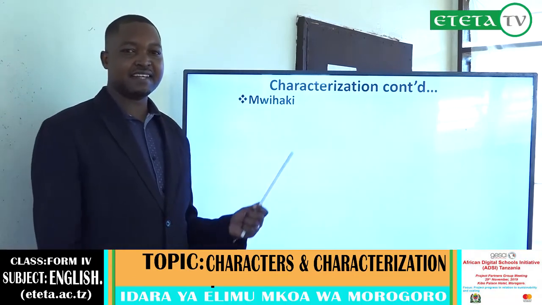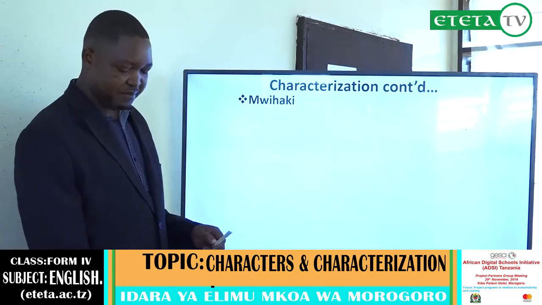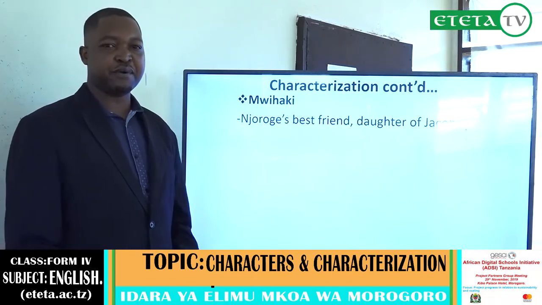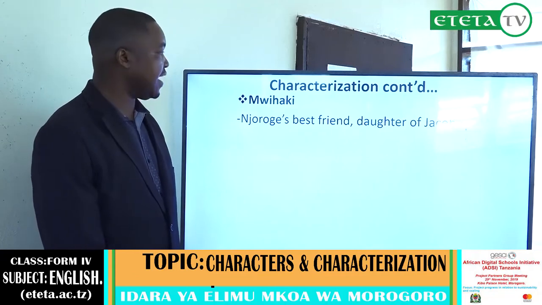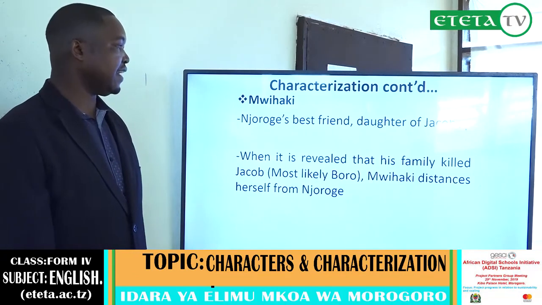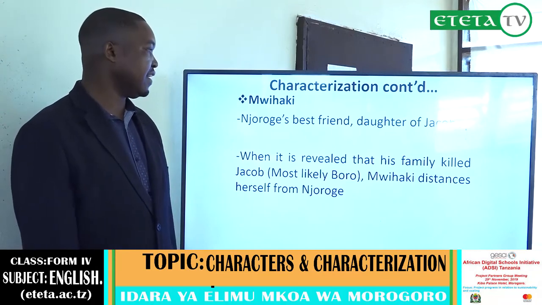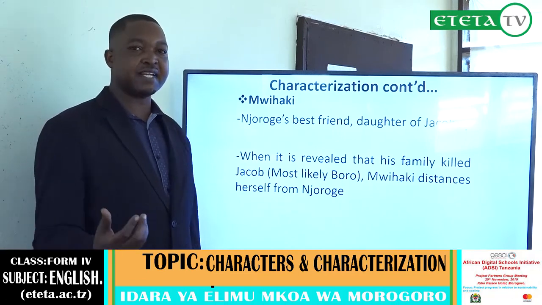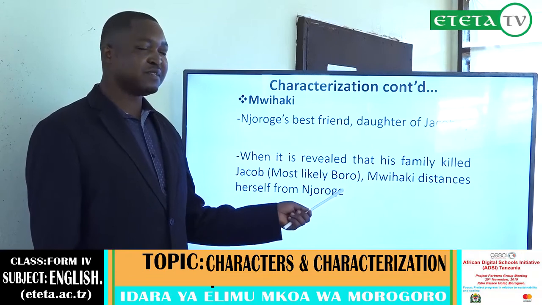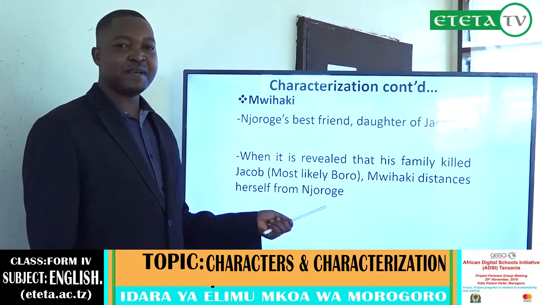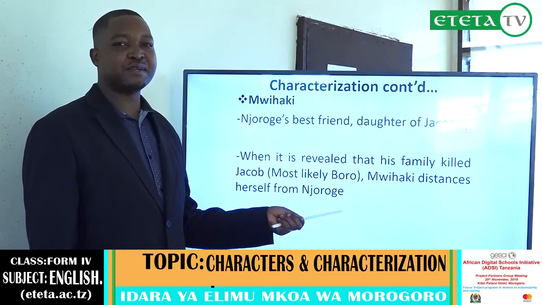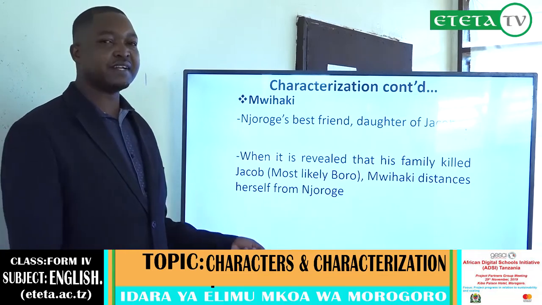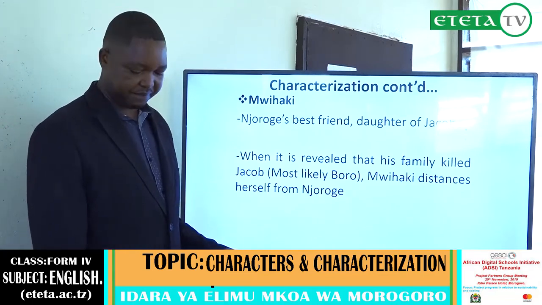Mwihaki, you remember this girl, Mwihaki? Mwihaki is Njoroge's best friend and the daughter of Jacobo. When it's revealed that his family killed Jacobo, most likely Boro, as I pointed out earlier, the one who killed Jacobo was Boro, but Boro belongs to Ngoto's family. And remember the relationship between Mwihaki and Njoroge. They were friends, best friends. So Mwihaki distances herself from Njoroge after the killing of her father.